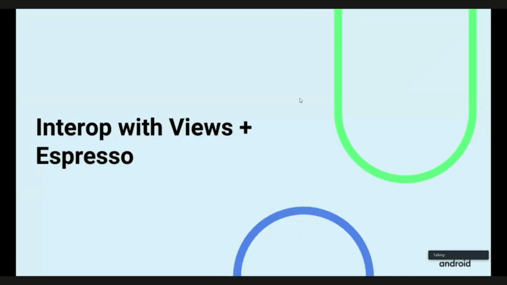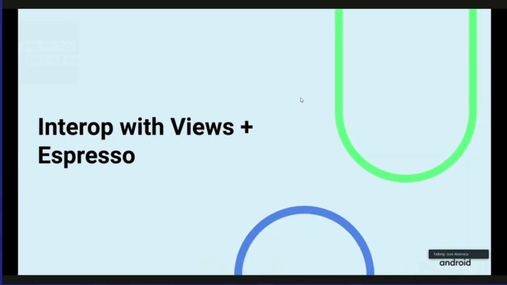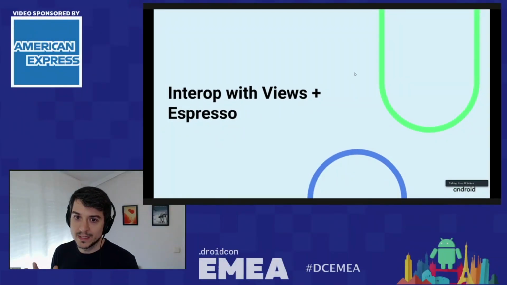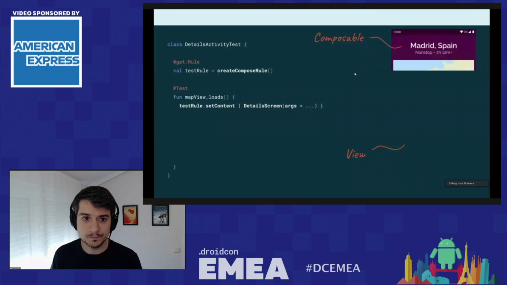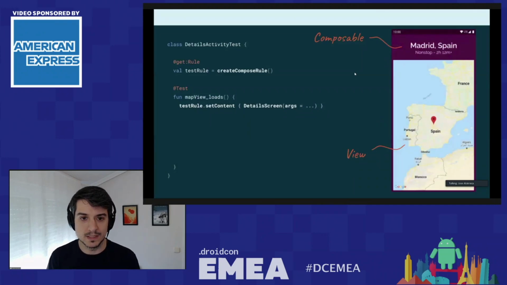All right. So finally, what happens when you have a hybrid screen in which you have Android views and composables at the same time? Let's say we want to test this screen from the Crane sample app. It has a map view inside a composable screen. So we create the compose test rule normally.